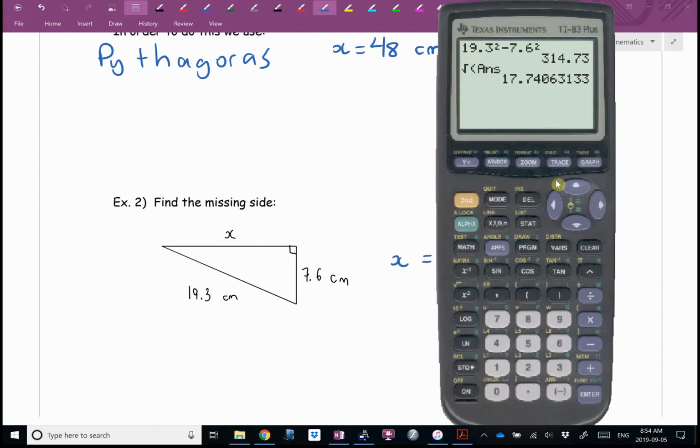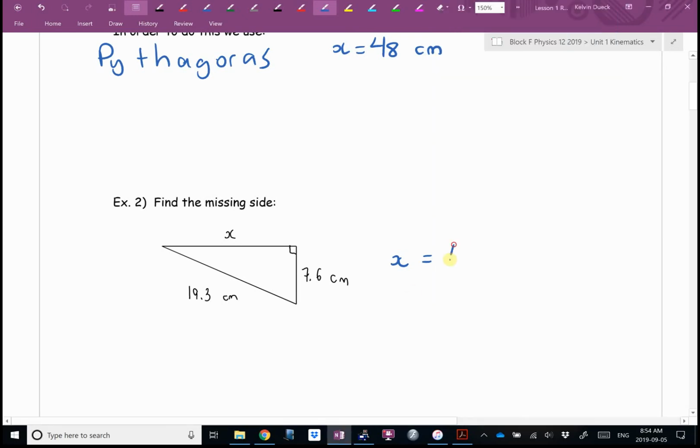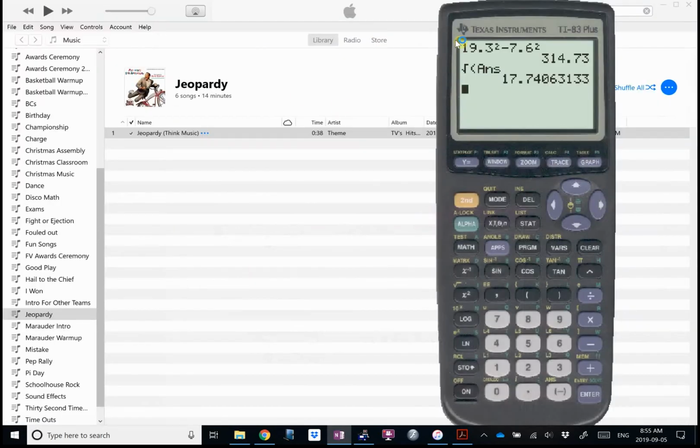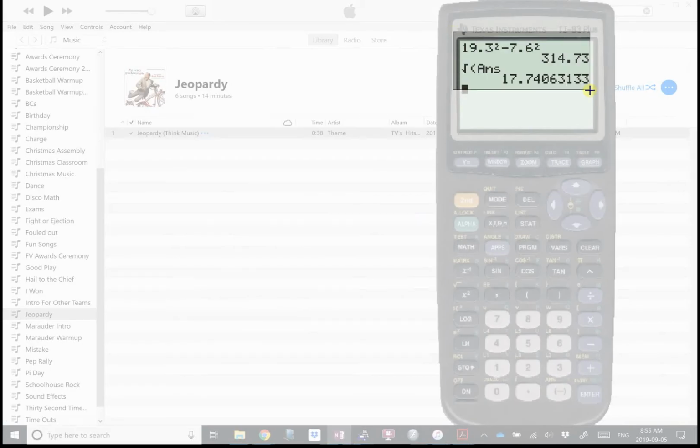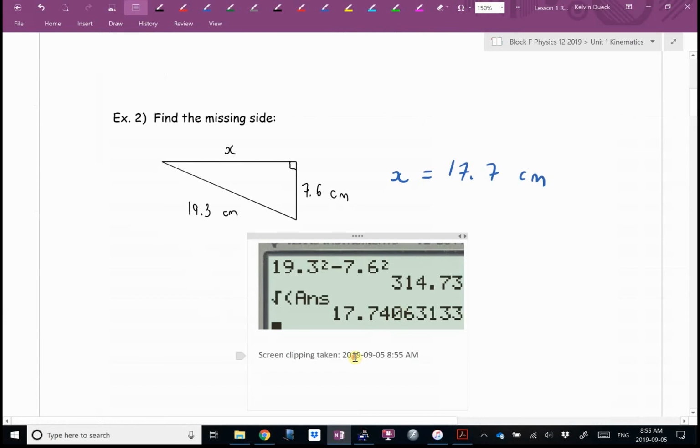Mr. Dueck, how many sig figs do you want us to go to? I'm going to say in grade 12, we're going to go to 2 or 3 sig figs for every final answer. And if you don't know what sig figs are, I'll explain that another time. But for now, I'm going to write this as 17.7 centimeters. And you know what? Let's even go like this. Put that there. And I could even put my calculator there so people can see what the heck we did.